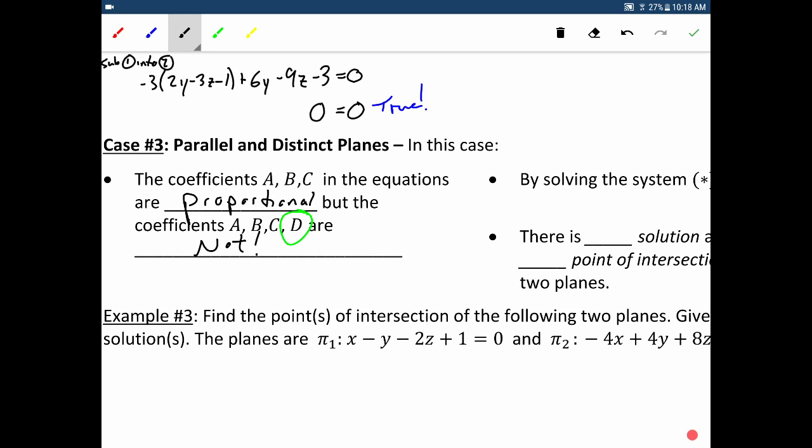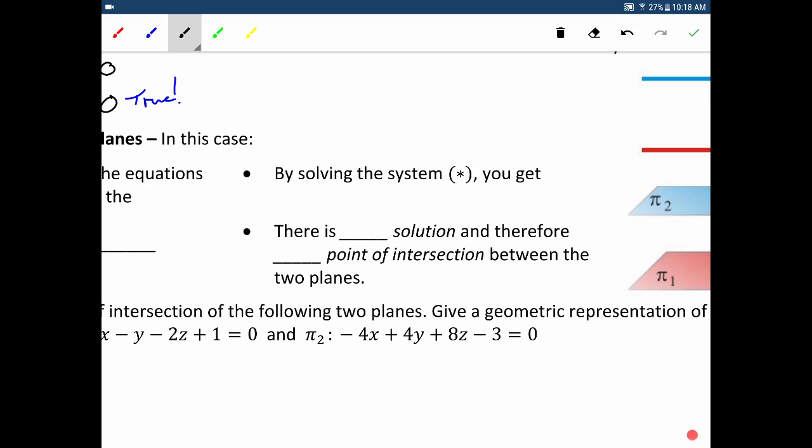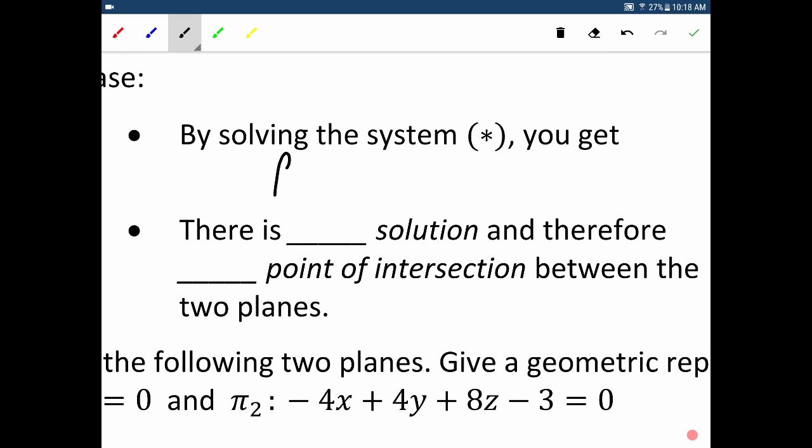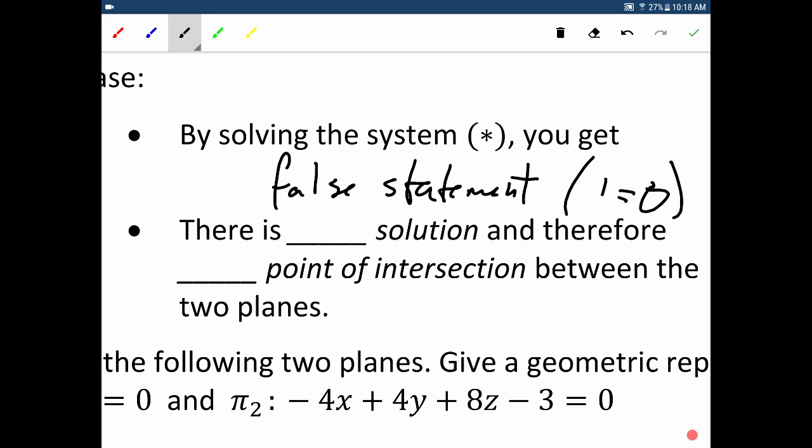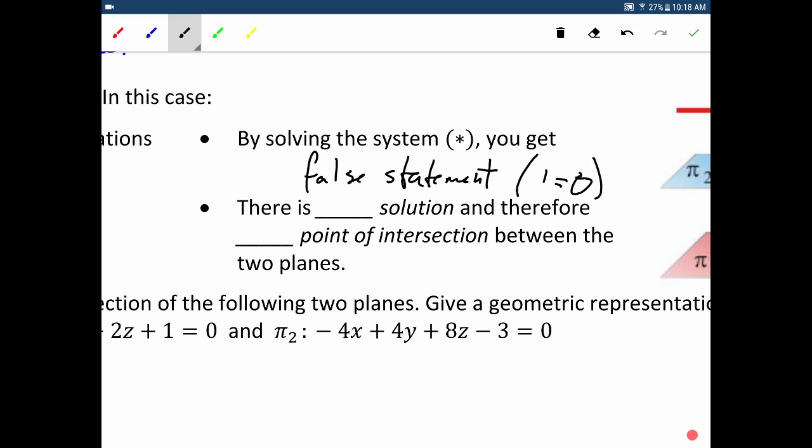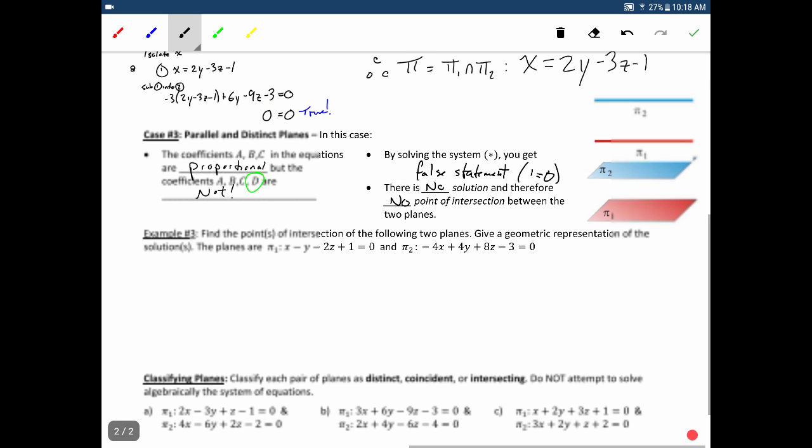Okay. So, anyway, by solving the system, what we'll get is a false statement this time. A false statement. And so it will be something like 1 equals 0, which 1 does not equal 0. Let's see. So there is no solution, and therefore no points of intersection between the two planes.